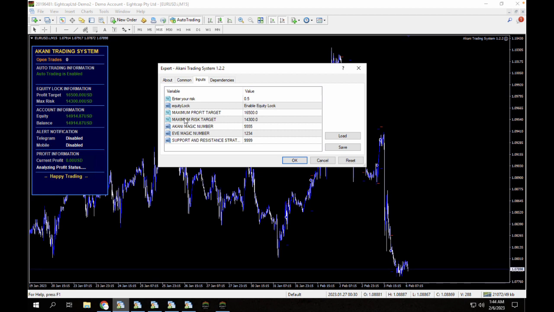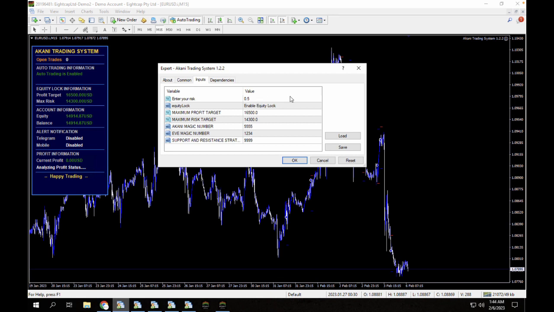And my maximum risk target, which is the maximum I'm willing to risk for this account, is 14,300. So when the price gets to 14,300, all the trades are going to be closed, and automatically my expert trading will be disabled. My maximum profit works the same way as well. Once I get to 16,500 in equity, automatically all trades will be closed and experts will be disabled.